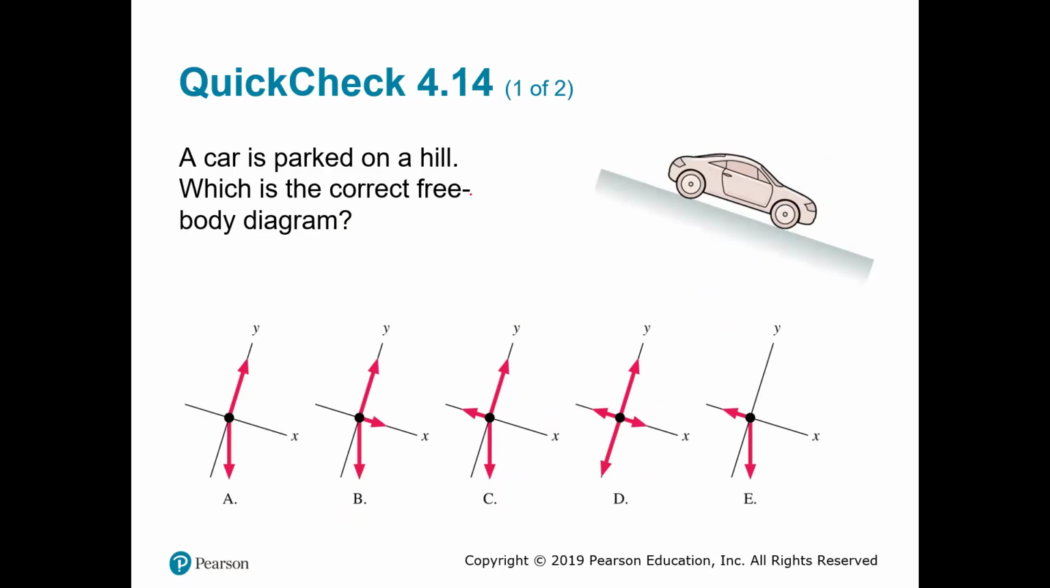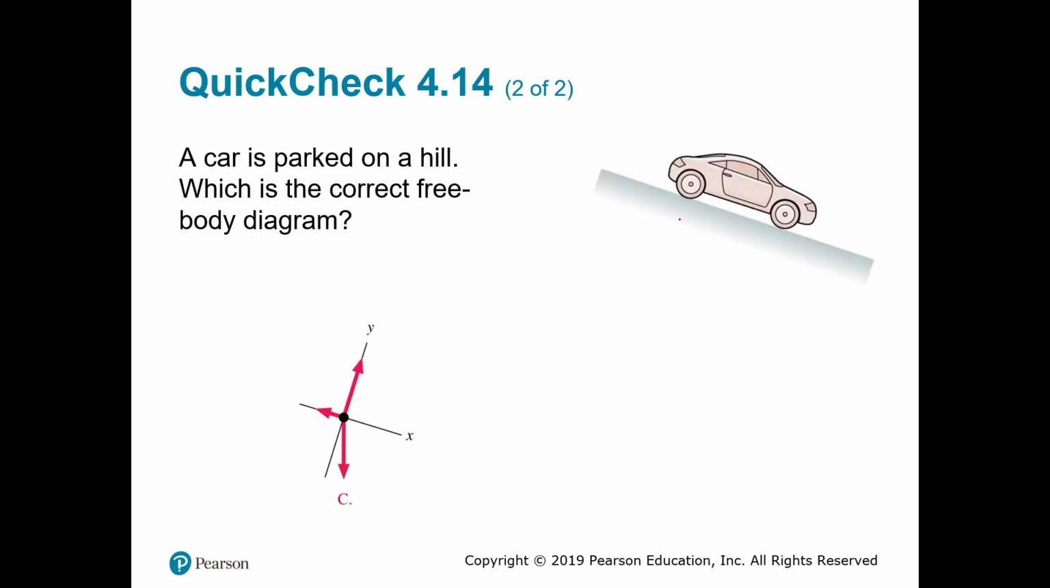Same thing, a car is parked on a hill. It's parked, so that means it's at rest, so the net force is zero. Again, the normal force is acting perpendicular to the surface and the weight is acting downward, right? But if these are the only two forces, you have a net force to the right. So in order to make the net force zero, you should have another force acting to the left, which is basically the friction force. So the answer is C.